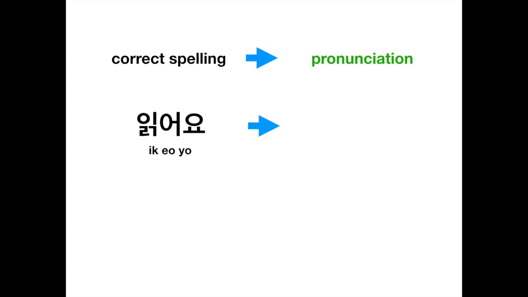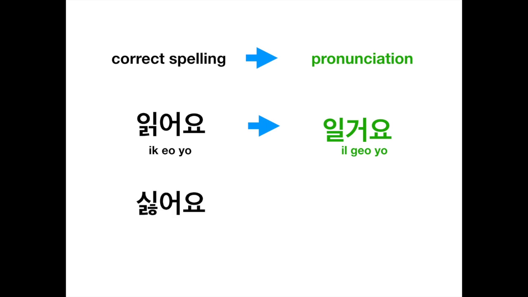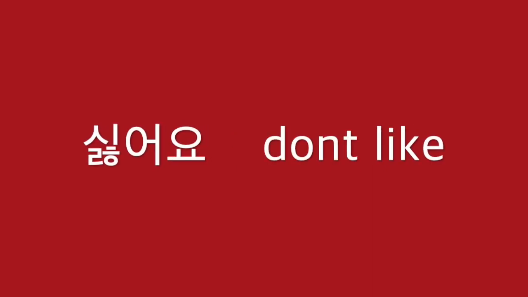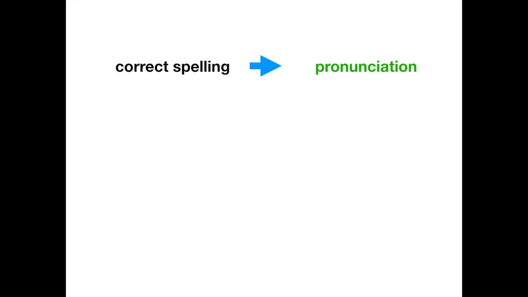Okay, another example. Double final consonant. So, ik-oyo. You read this one as ilgoyo. Next, shil-oyo. You pronounce this as shiroyo. One H, almost silent. So, shiroyo. Okay, ilgoyo means read, reading. Shiroyo means don't like. Shiroyo, shiro.